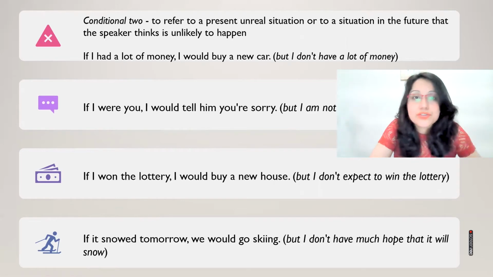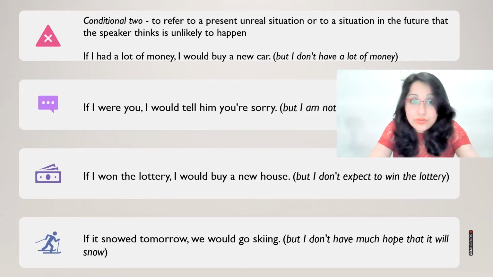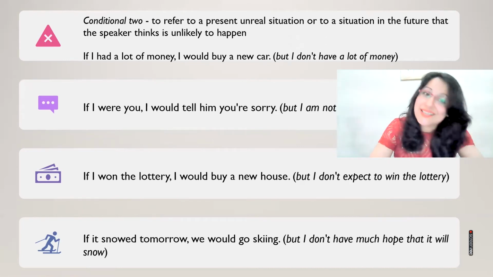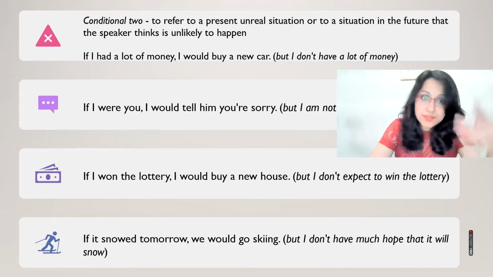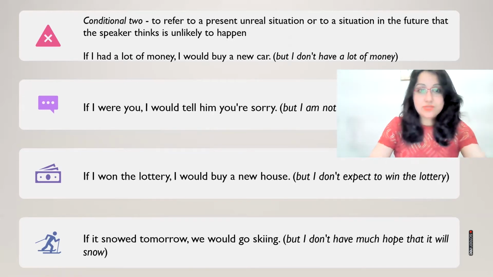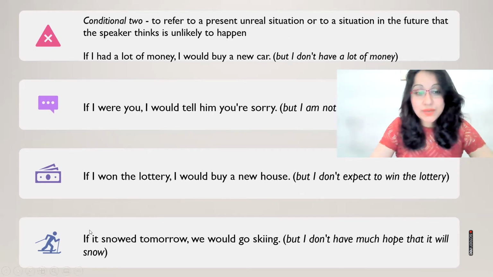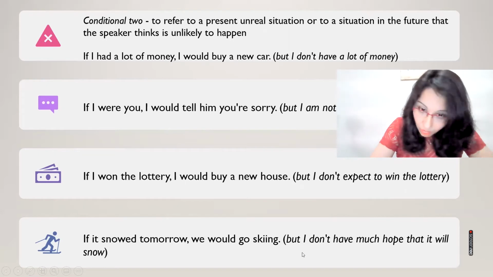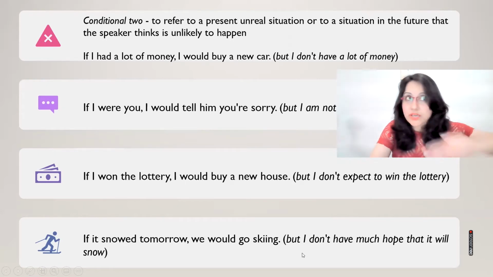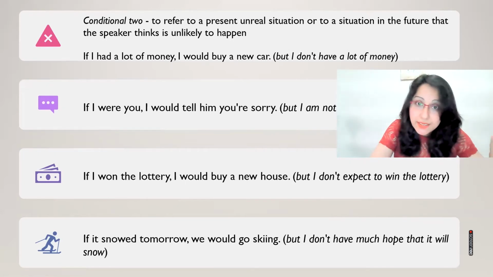The second conditional talks about unreal situations in the present or something which is unlikely to happen in future. That's the reason I said that they are like beautiful dreams that you would want to come true. But like I said, dreams are just dreams. And the last one, if it snowed tomorrow, we would go skiing, but I don't have much hope that it will snow. So that's talking about the future. And this is your second conditional.